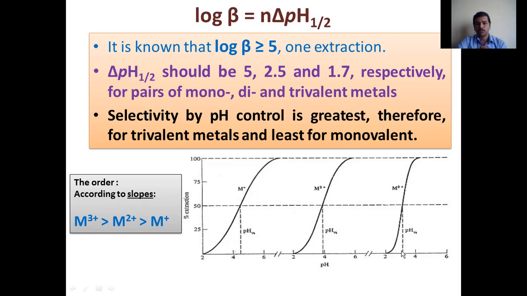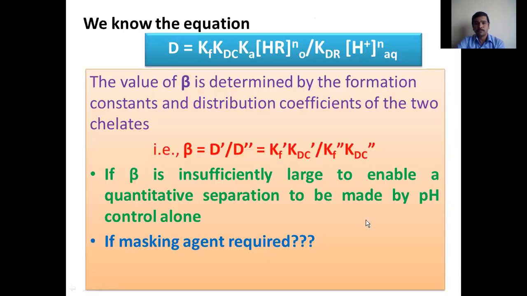That's it. The slope is more, the range of pH is less, and the curve is very narrow, very steeply raised. For divalent, the change is more when compared to 1.7. Similarly, for monovalent, it is more when compared to 2.5 and 1.7. Therefore, selectivity of extraction by controlling the pH for a trivalent ion will be more when compared to divalent, and a divalent is more selectively extracted than a monovalent ion. That is the significance of this curve. So slope is directly proportional to selectivity of the extraction.